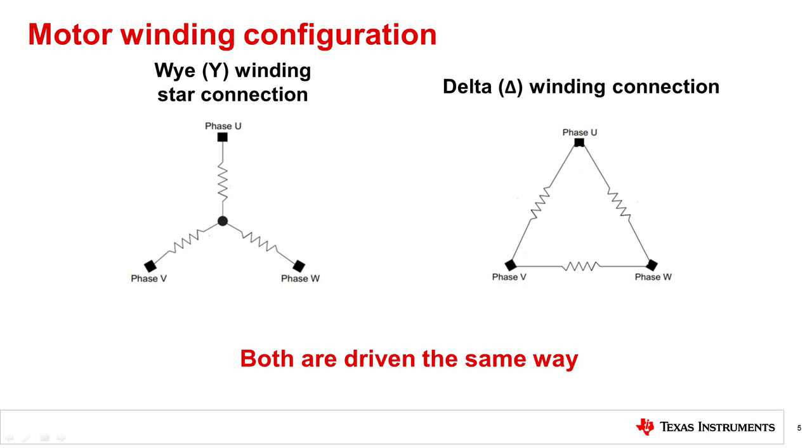BLDC motor construction can vary in winding connection of its three motor phases. Shown on the left is the WYE winding or star connection, and shown on the right is the delta winding connection. A WYE or star connection is the most common winding construction. An important thing to keep in mind is that regardless of the winding, both motors are driven in the same way. The WYE winding typically is more efficient, has less resistive losses, is more immune to parasitic currents, and has higher torque at low speed. The delta winding's main advantage is higher top speed.